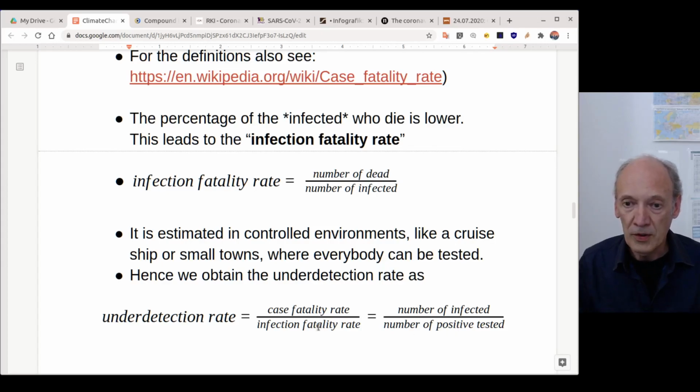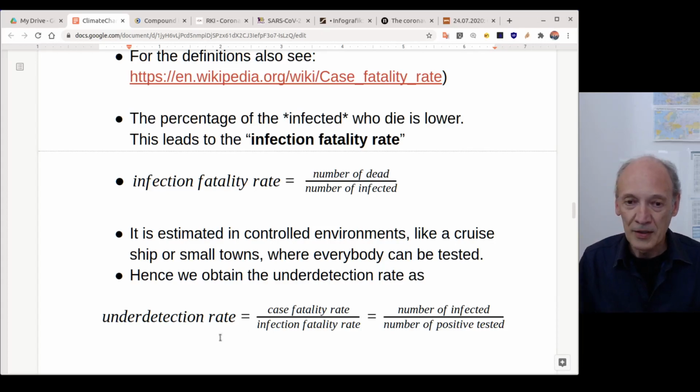So observe that here, when we divide those two, the number of dead should cancel out, because the number of dead should be identical in both cases, because we assume that the ones who are not detected have a mild disease and don't die from it, right? If they are dying and are not counted, then this doesn't work.